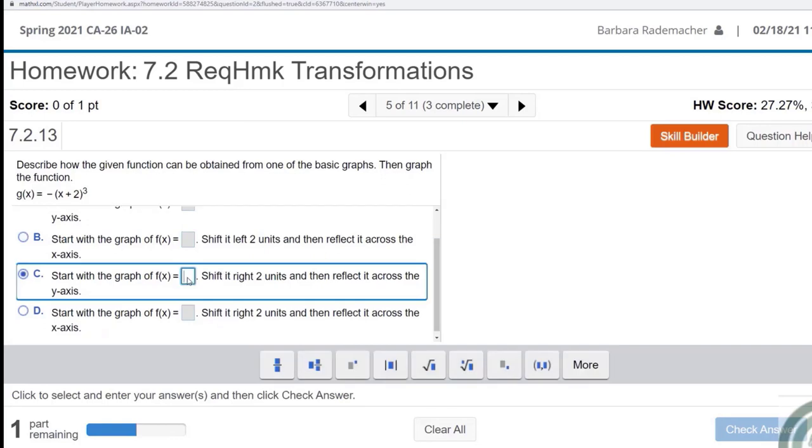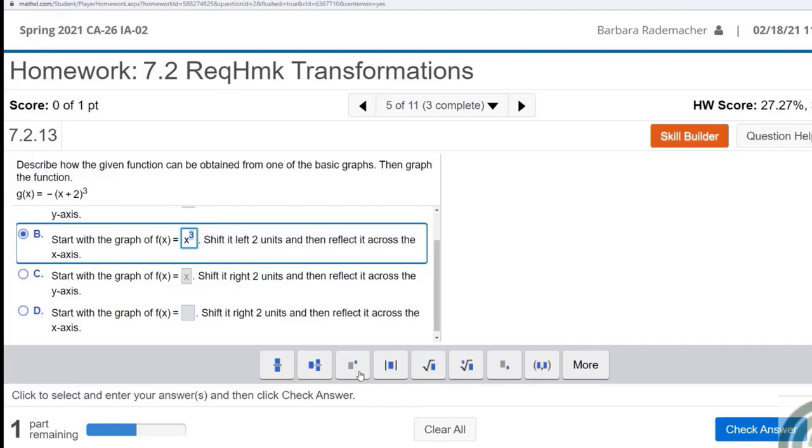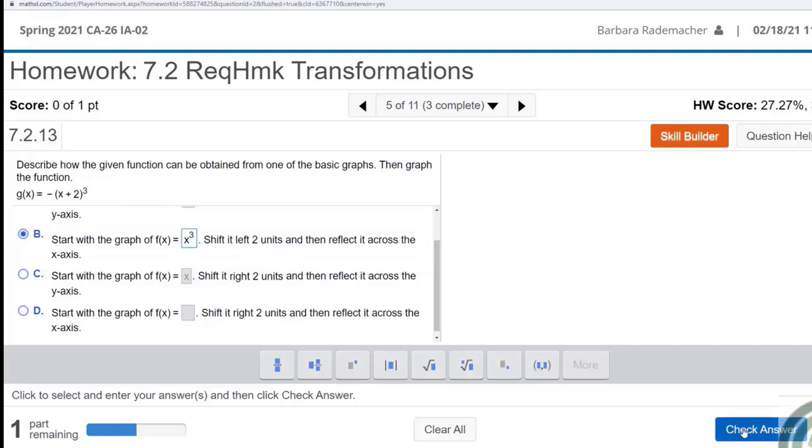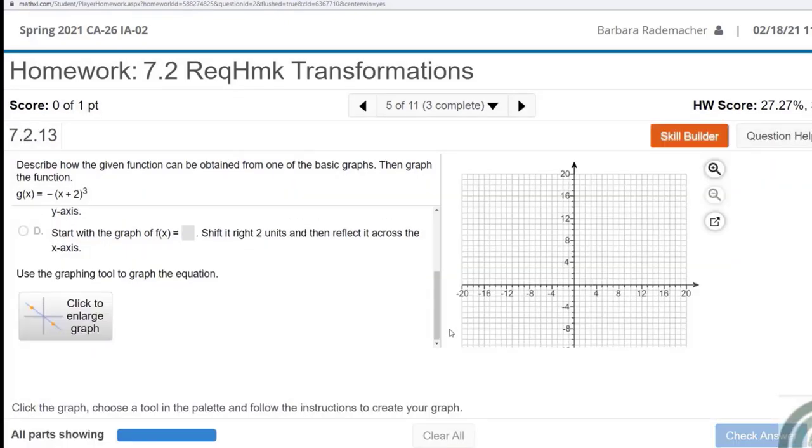And x to the third power. Look at that. Let's see if I'm right. Yeah. And now I have to do this.